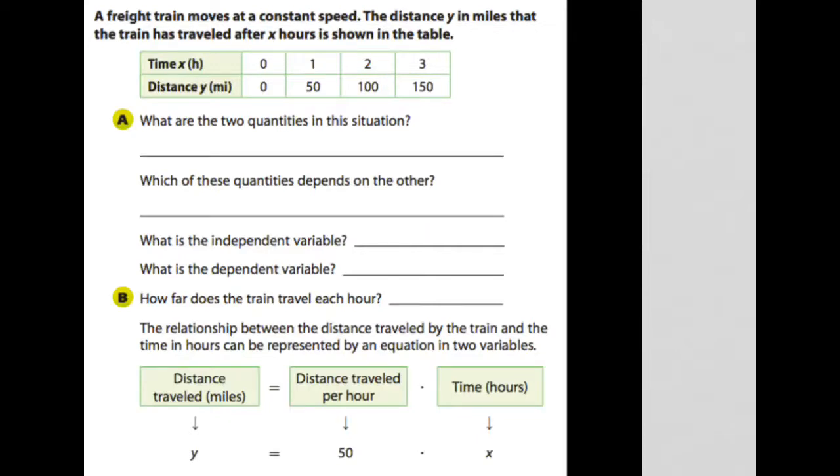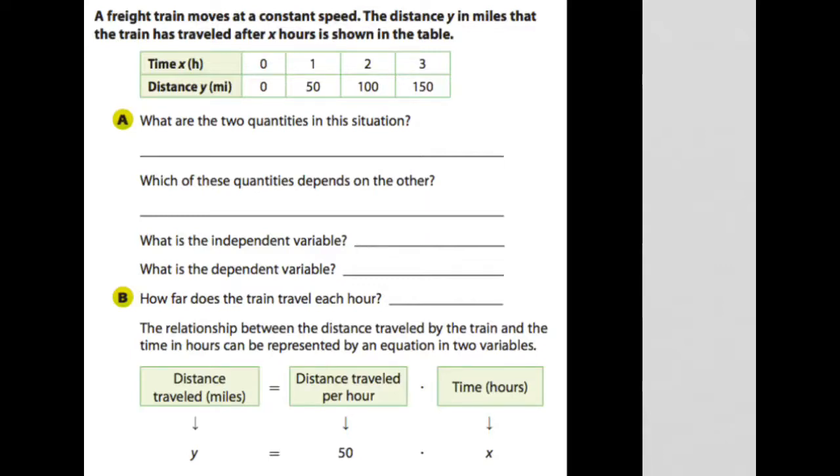A freight train moves at a constant speed. The distance y in miles the train has traveled after x hours is shown in the table. In the top of the table you have time, in the bottom of the table you have distance. What are the two quantities in this situation?